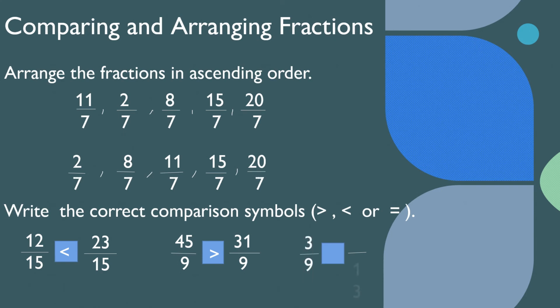How about here? 3 over 9 and 1/3. So, hindi na ngayon pareho ang denominator. So, i-cross multiply natin. We have 3 times 3, this is 9. 9 times 1, that is 9. So, 9 is equal to 9, which means that these fractions are equal. They are called equivalent fractions actually.